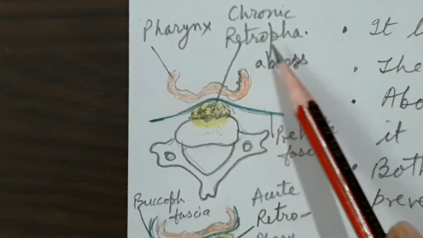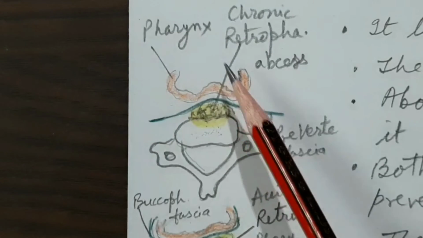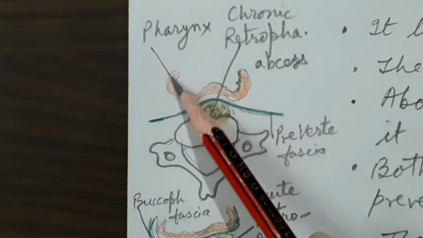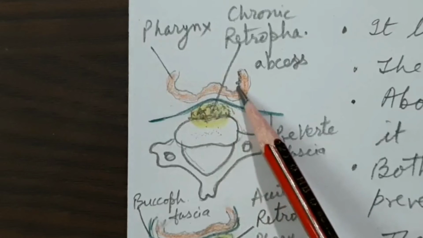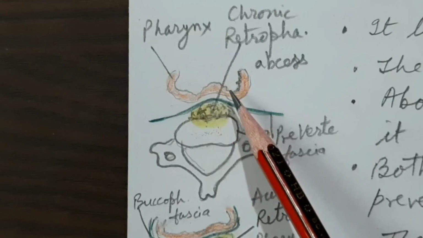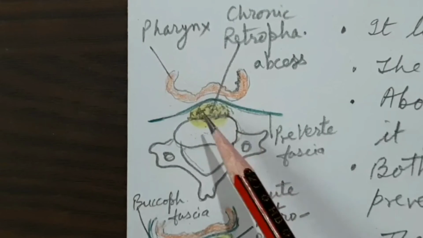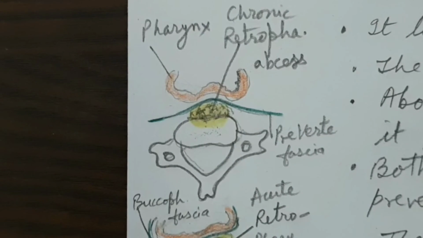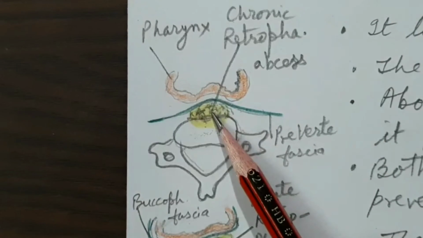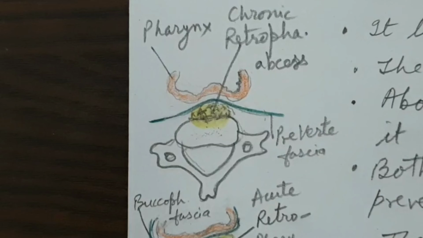That's why it is called chronic retropharyngeal abscess. That means if you ask the patient to open the mouth, the posterior wall of the pharynx, as I have drawn here, will be seen, and in the middle of the posterior wall of the pharynx a swelling will be seen because of the collection of this pus in the chronic retropharyngeal abscess, but it is deep to the prevertebral fascia.